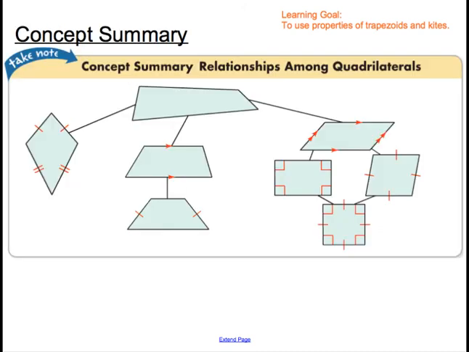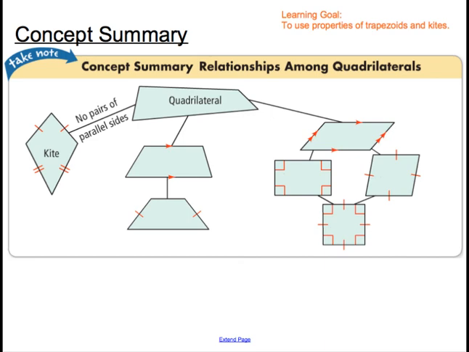So here we see a concept summary that covers all of the special types of quadrilaterals that we've seen so far. Remember, any four-sided figure is a quadrilateral. Today we studied two special types of quadrilaterals. The one on the far left is a kite. It has a special relationship between its sides, however, none of its sides are parallel.